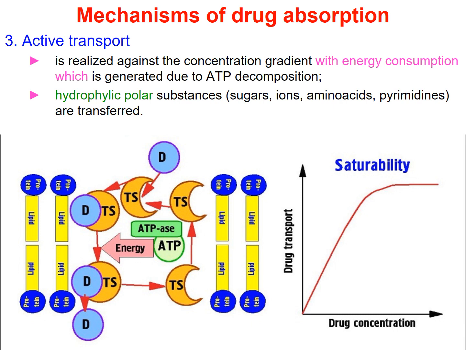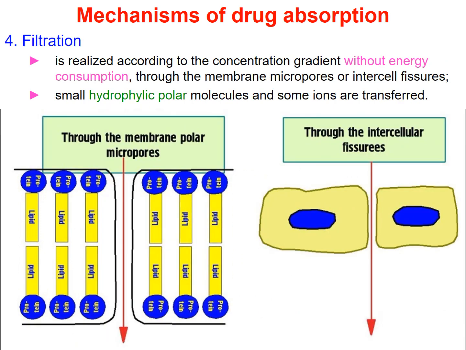And this process of absorption requires energy. Also, the mechanism of active transport is characterized by saturability. That is also due to the limitation in the number of transporting systems in the cell membrane. Next mechanism is filtration.